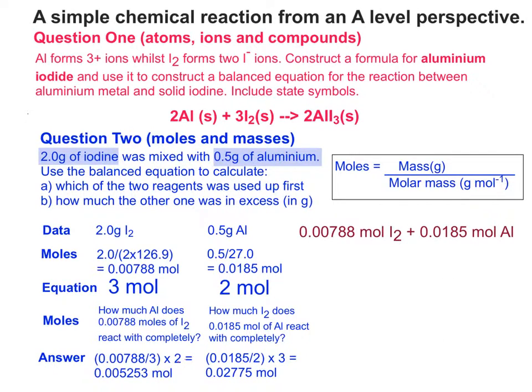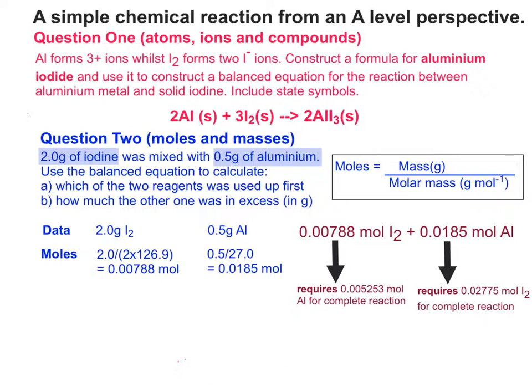So the amounts reacted are in brown. So we were able to use our calculation earlier to arrive at this point where we know how much each of our samples of reactants require in terms of moles of the other reactant. So now we know how much each one requires, let's see how much is available.